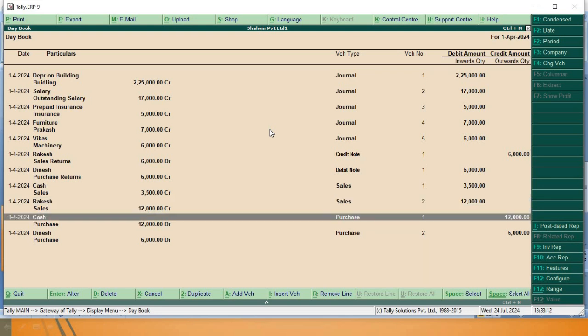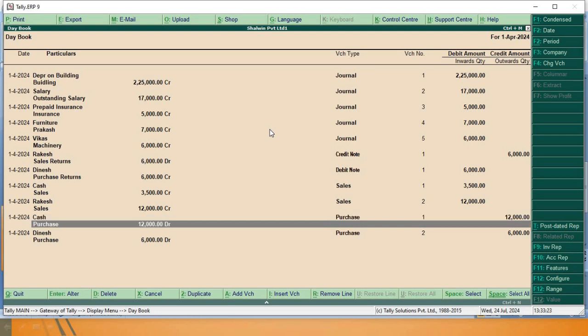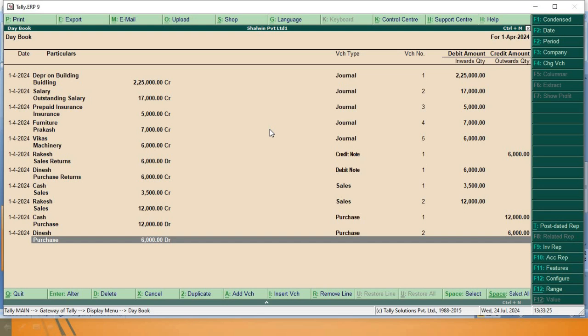Next one is we have cash purchase. Purchase goods for cash. Purchase will be always on the debit side. Cash on the credit side, and it is in purchase voucher. Next one, purchasing goods for credit from Dinesh. One is Dinesh account, the other one is purchase account, and this also will be entered in purchase voucher. I hope you have understood this.